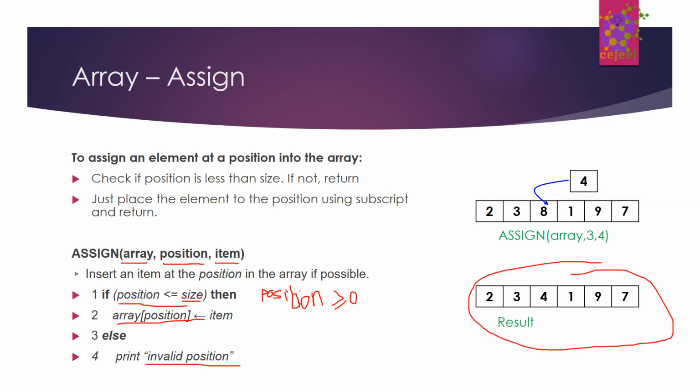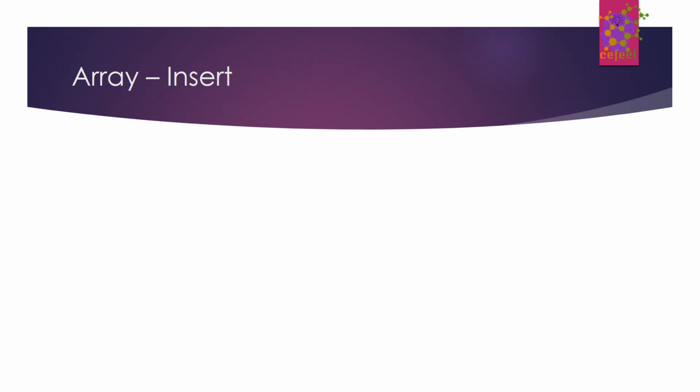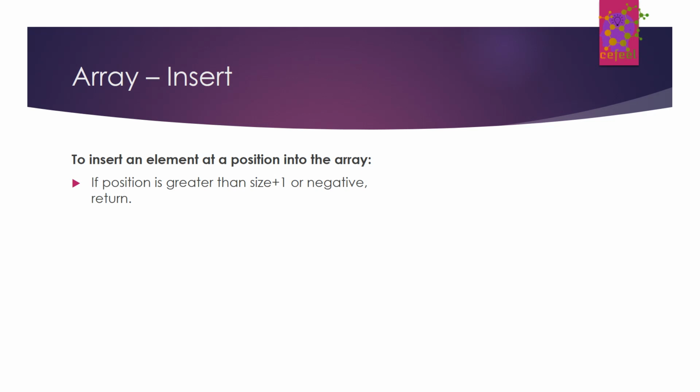Alright, cool. So let's now go ahead to the next operation, which is the insert operation. To insert an element at a position into an array, we are assuming we are given a positive position, and we want to insert an element at that position. As usual, as we did in the assign operation, we'll check if the given position is valid or not. So what is a valid range? A valid range means it should range between 1 to size, or in fact size plus 1 in this case, because we are allowed to increase the size of the array.